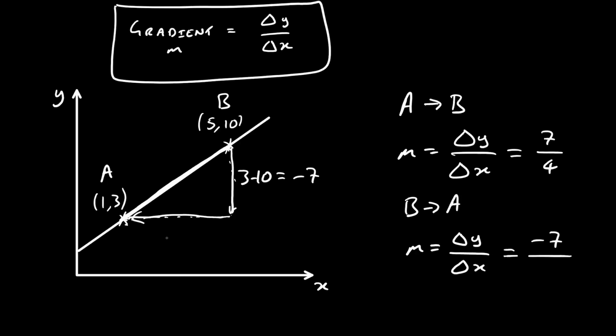And what's our change in x? Well, it's going to be the difference between 1 and 5, isn't it? Which is -4. So this is over -4. Well, if you look, the minuses just cancel, and these things are exactly the same. So it doesn't matter whether we move from A to B or B to A. It will still give exactly the same gradient.